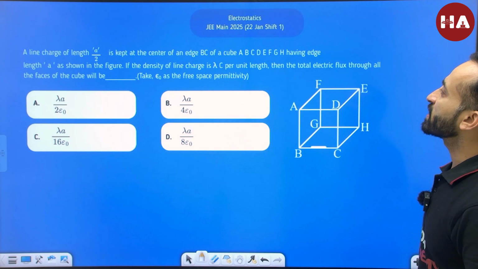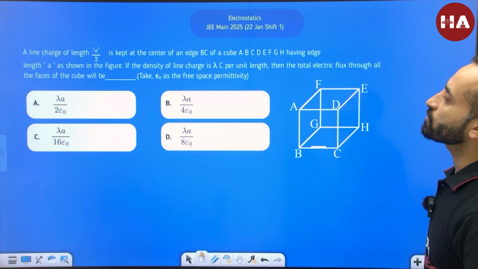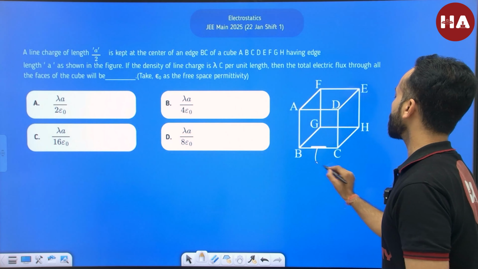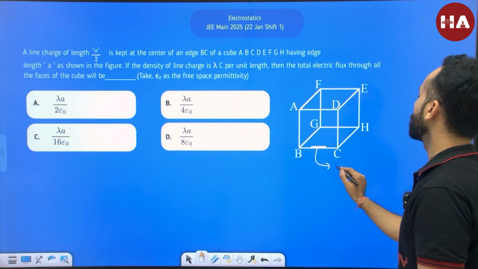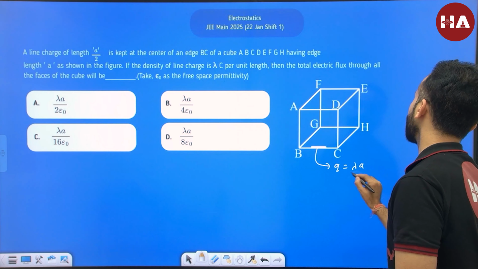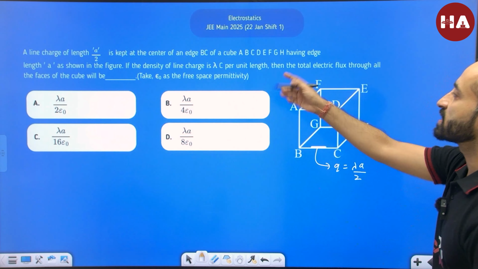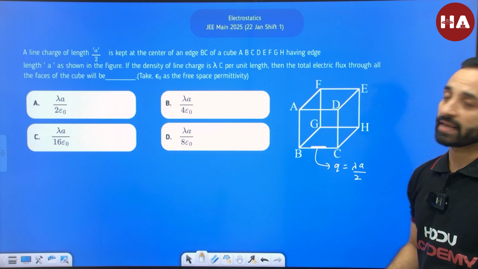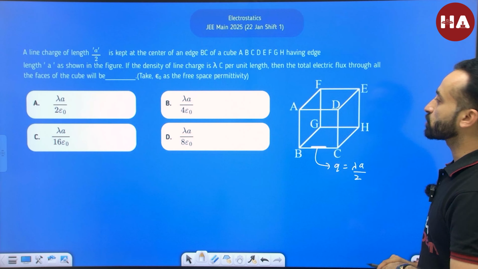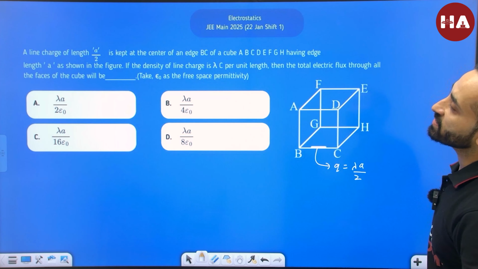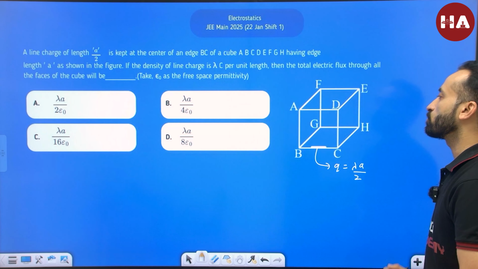Okay. So 22nd January, shift 1, a line charge of length a by 2. So this is a line charge, a small line charge. So therefore, its total charge is going to be lambda into a by 2. Since they have given us the charge density is lambda and its total length is a by 2. Okay. Then the total electric flux through all the faces of the cube will be.